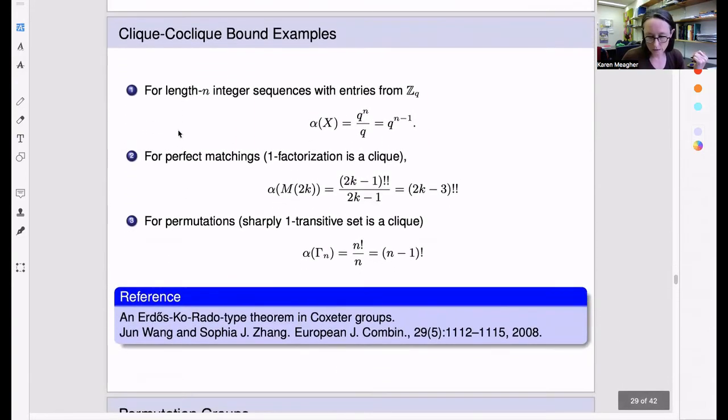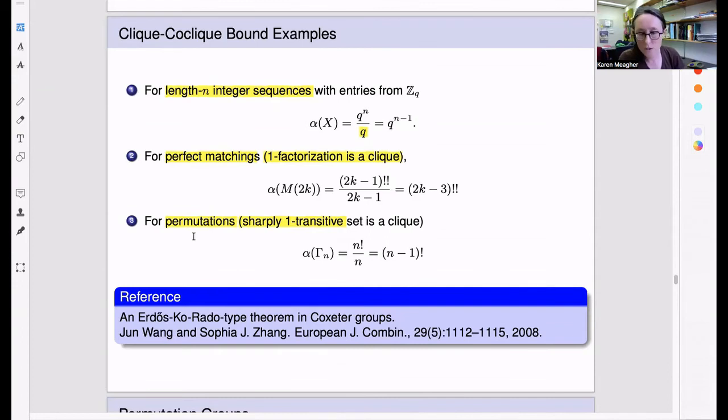Like if we're looking at length n integer sequences, we have a clique of size q. We just take all of the sequences that have all of the entries completely different. So go 0,0,0, 1,1,1, 2,2,2. That will form a clique in our derangement graph. If we're looking at perfect matchings, a 1-factorization is a clique. And if we're looking at permutations, a sharply 1-transitive set is a clique. So in all of these examples, we get the EKR property with very little work.